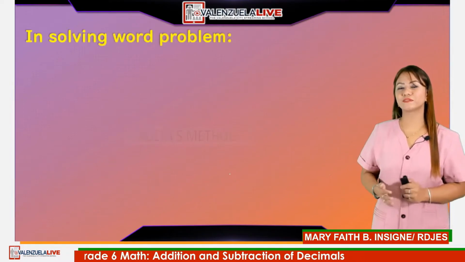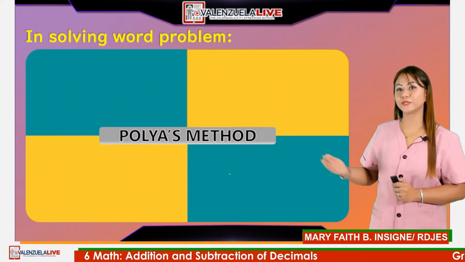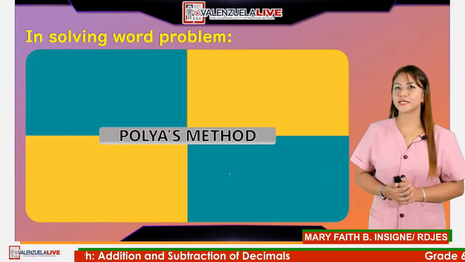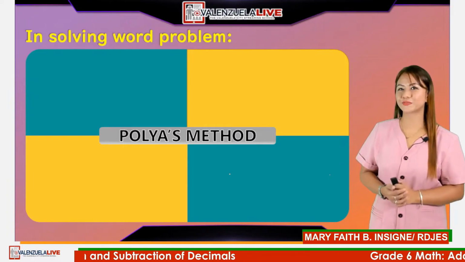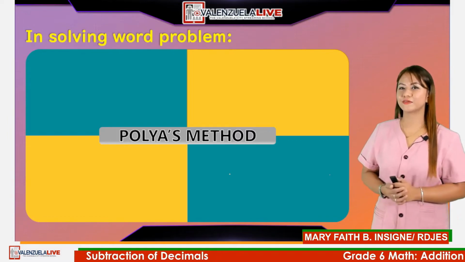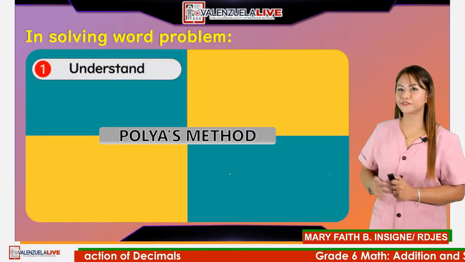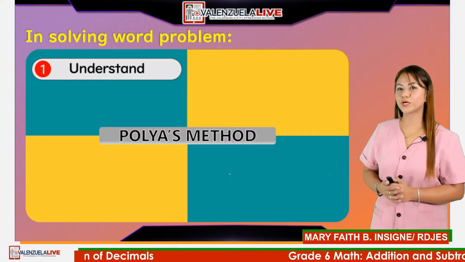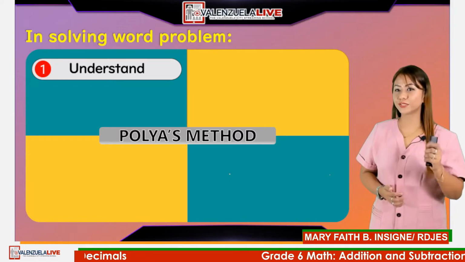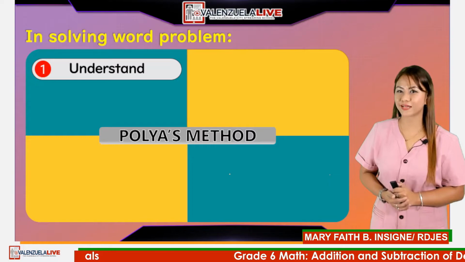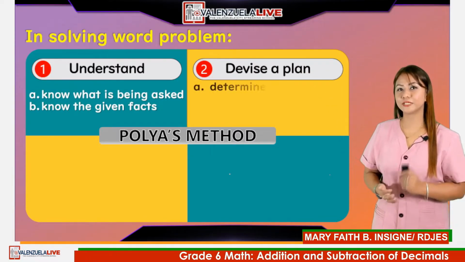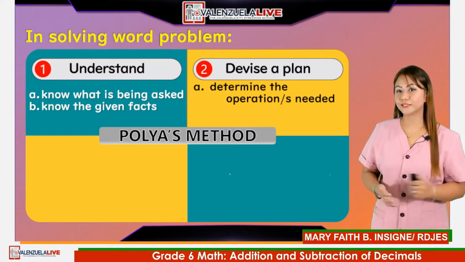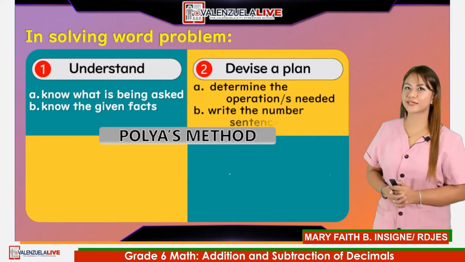Also, we can use Polya's method in solving word problems. It consists of 4 steps. And what are those? Correct. So the first one is understand. Understand what the problem is asking, what you know, and what you need to find out. Second, devise a plan. Determine the operation needed and write the number sentence.